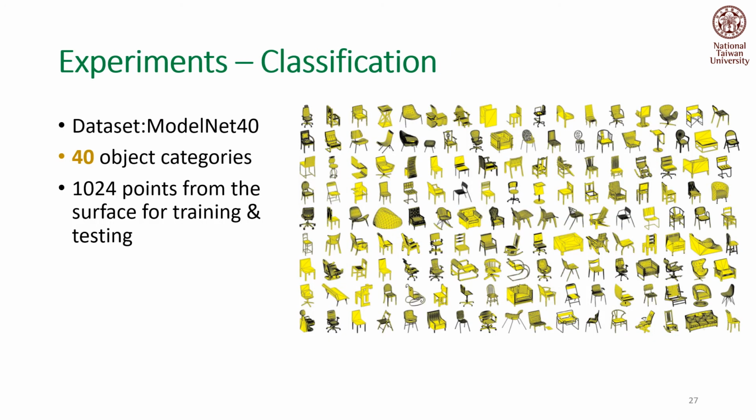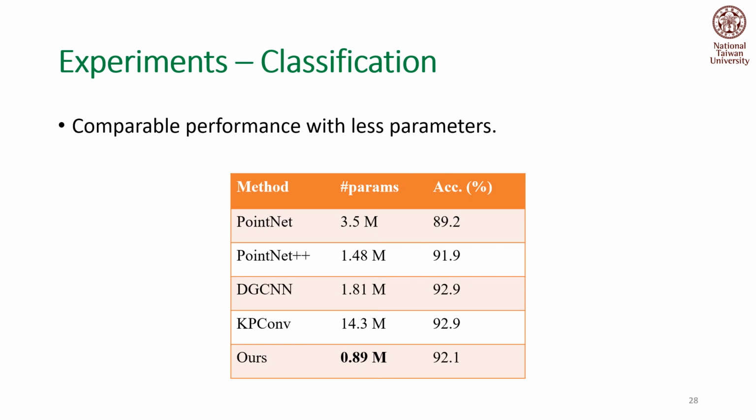We evaluate the classification performance on the ModelNet 40. There are 40 object categories in this dataset. Following the same settings in the previous works, we sample 1024 points from the object surface for training and testing. Our 3D GCN has comparable testing accuracy with much fewer parameters, indicating the efficiency of this method.